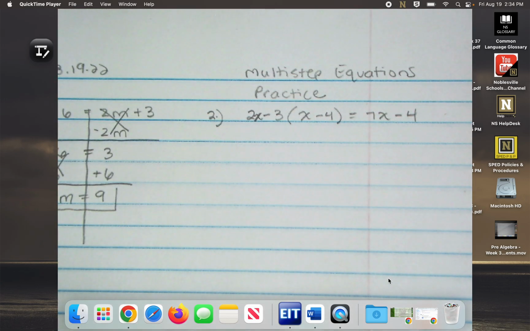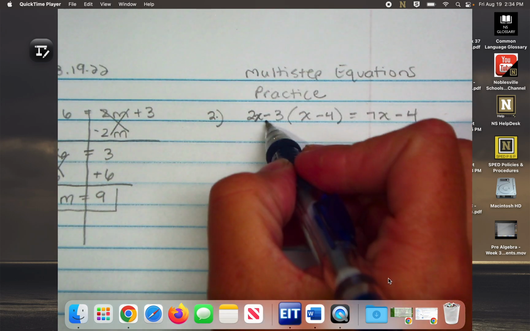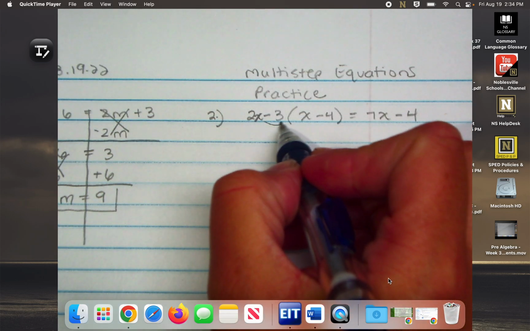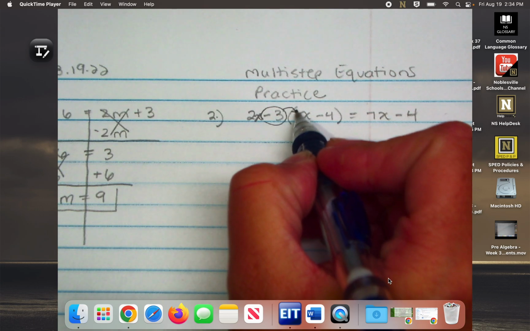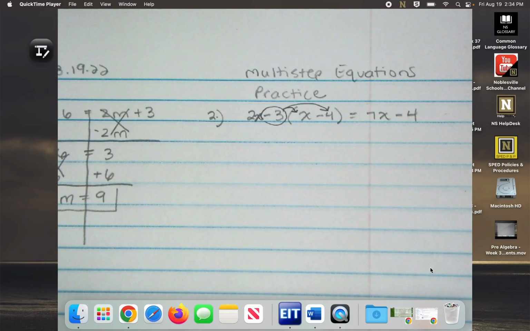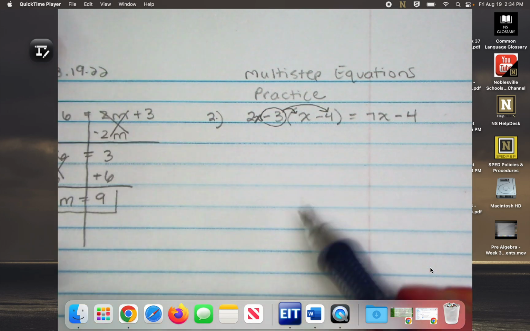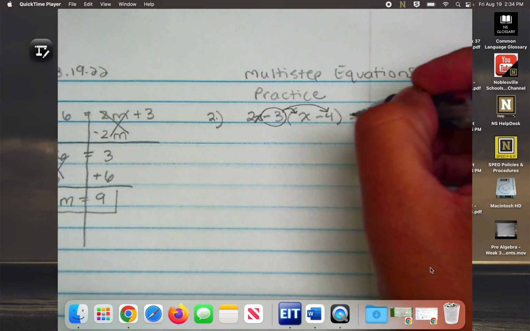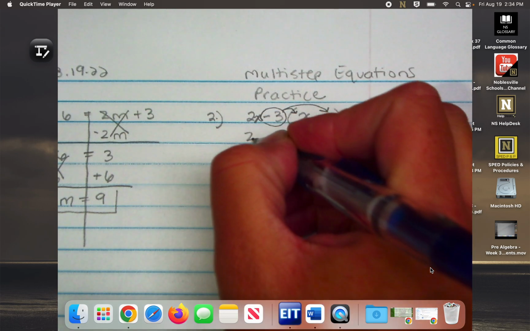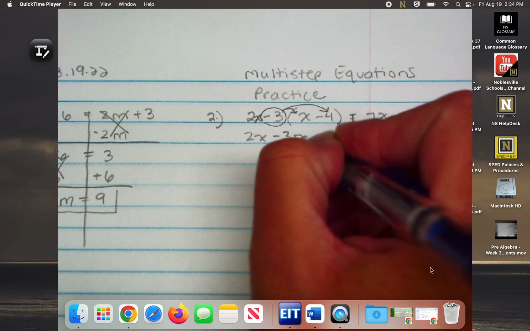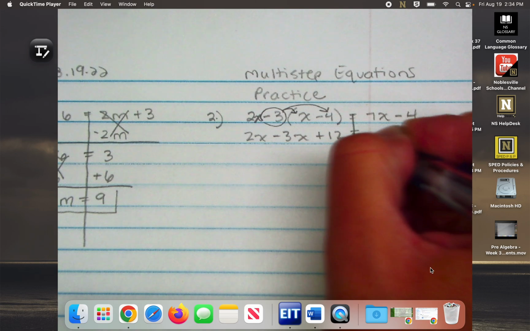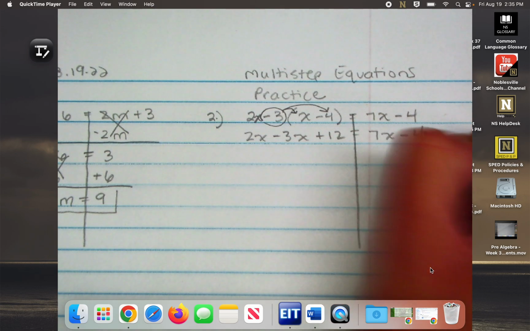Okay. What's my first step here? What am I going to do, Gabby? You're going to distribute. Actually, it's the negative 3, right? I have to distribute that 3 and the negative sign. So I'm going to have 2x minus 3x plus 12 equals 7x minus 4.